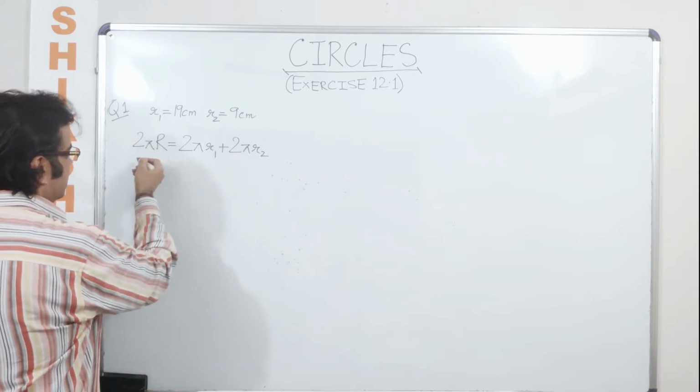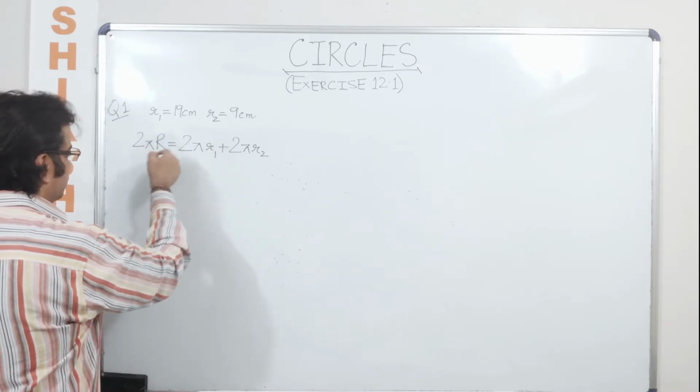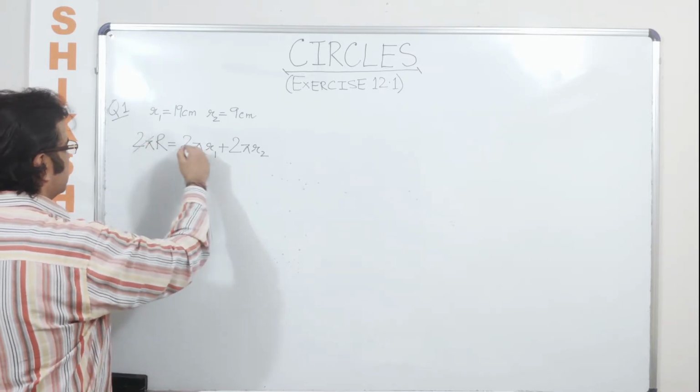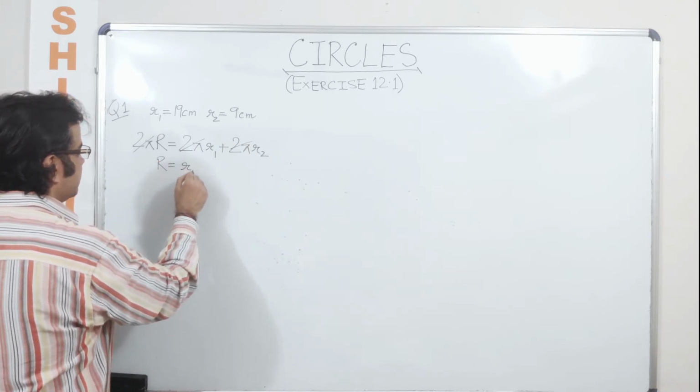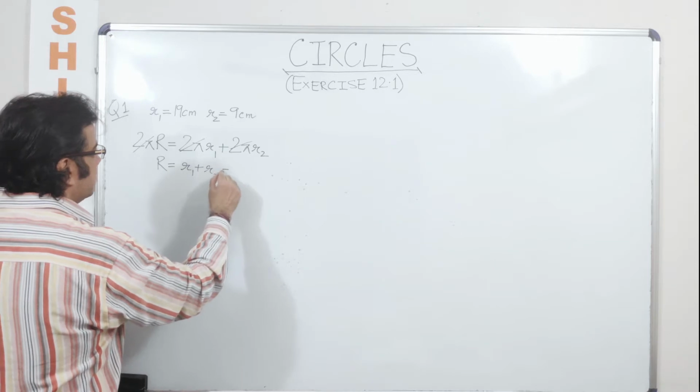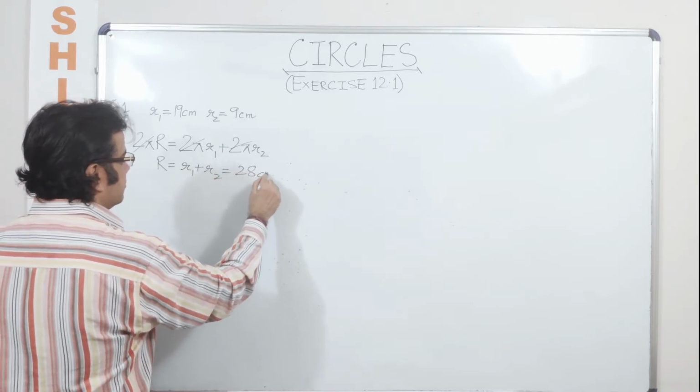So now this is the formula. What is the formula for circumference? 2 pi into the radius. So I can cancel this 2 pi on both the sides, and from here I'll be able to get it as R1 plus R2, which is nothing but equal to 28 centimeters. This you could have done orally.